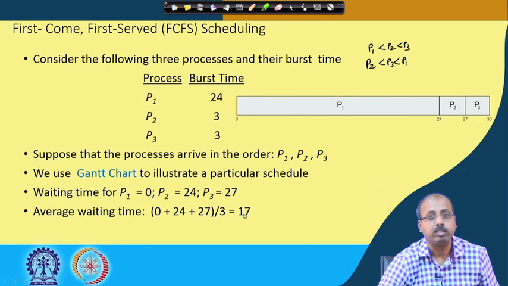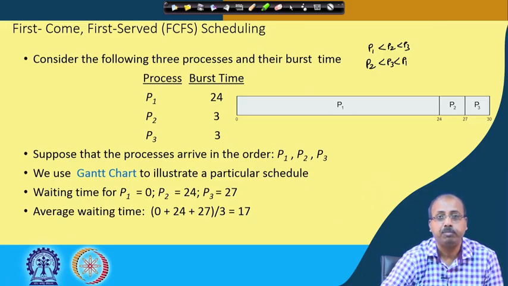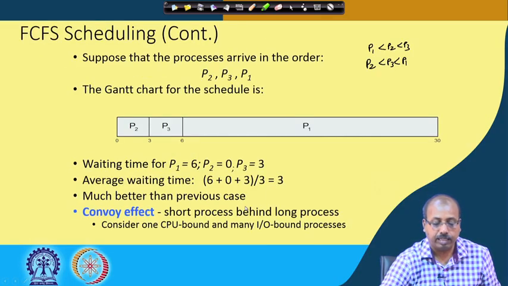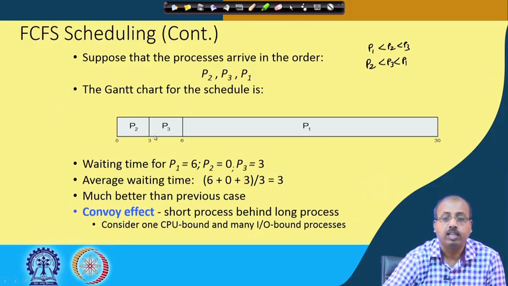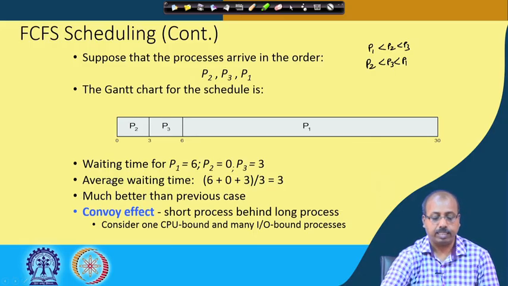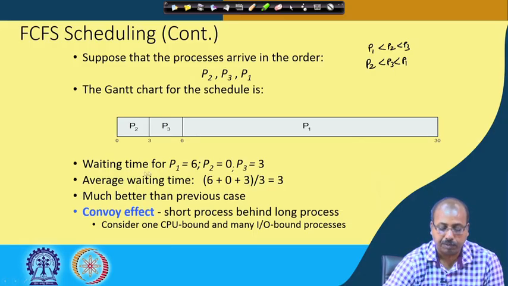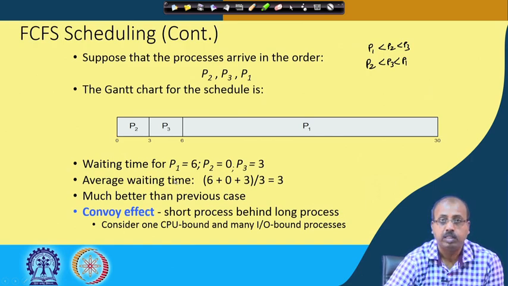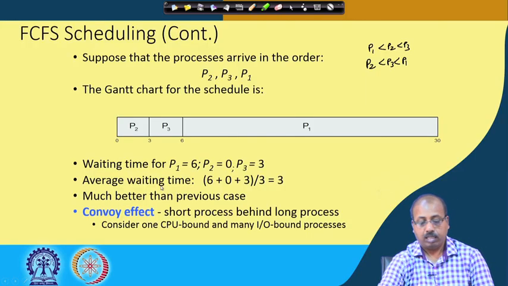You see that the set of jobs remains the same; the only thing that has happened is that they have arrived in a different order. Instead of the largest job coming at the beginning, the shorter jobs came first, and as a result they got scheduled earlier, and then the largest job got scheduled. So just the arrival order of the jobs has given us a significant difference in the average waiting time. From 17 it has come down to 3. So, it is much better than the previous case.